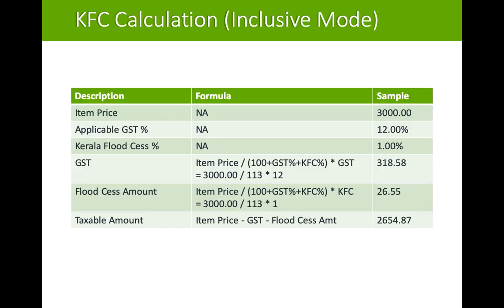Here is the sample calculation for Kerala Flood Cess. Considering an item of 3000 MRP, 12% GST and 1% Kerala Flood Cess are already included in the same price. So for deriving GST and Kerala Flood Cess, we need to consider that this 3000 rupees is 113% of the taxable value, and accordingly we derive the GST and Kerala Flood Cess for 12% and 1% respectively.